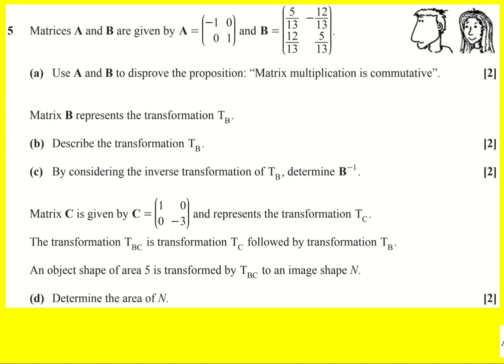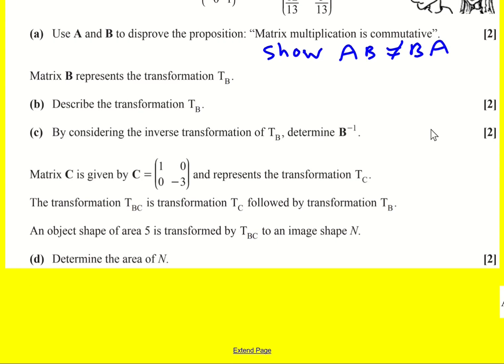We've got two matrices, A and B, and we're asked to use A and B to disprove the proposition that matrix multiplication is commutative, i.e. show, this is what the question is basically saying, show AB is not equal to BA. So we need to work it out.